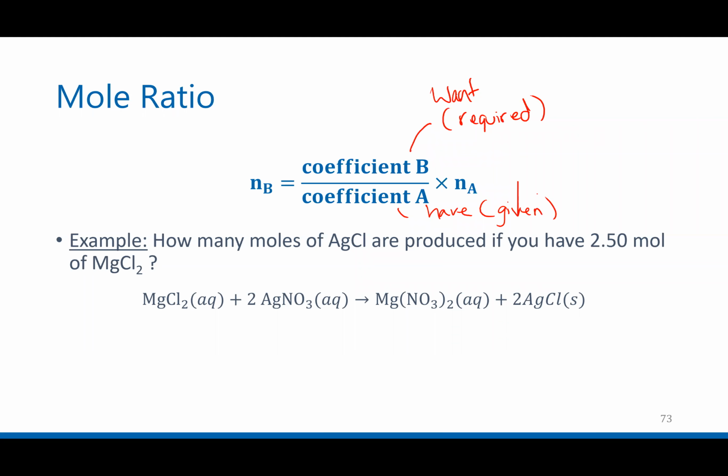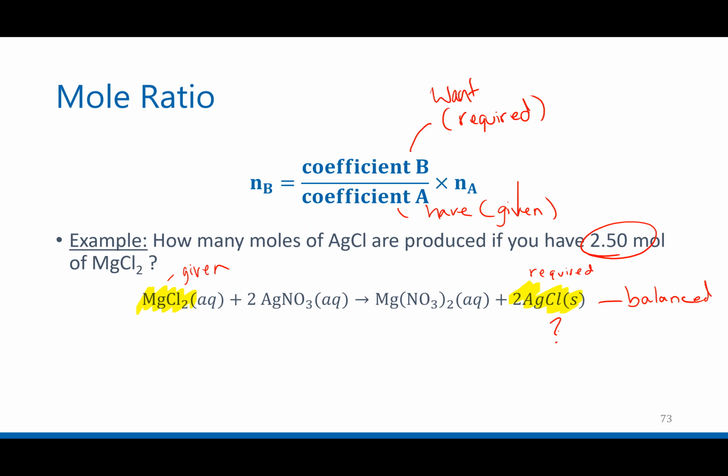Example: how many moles of silver chloride are produced if you have 2.5 moles of magnesium chloride? Now you'll notice that this chemical reaction is balanced. It has to be balanced for this to work. And let's make a little plan here. So I'm looking for this, and I'm given this chemical. So I'll take my pen, I'll write it down. This is the chemical that I'm given, right? I'm given a number here, and this is the chemical that I'm required to find out. It's asking about silver chloride.